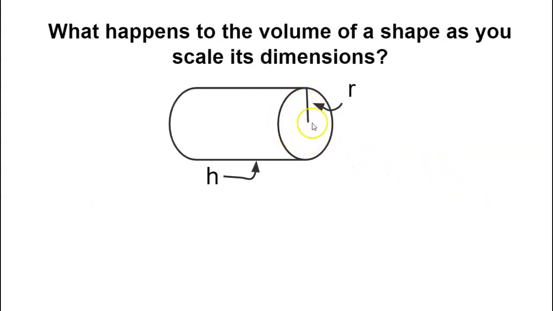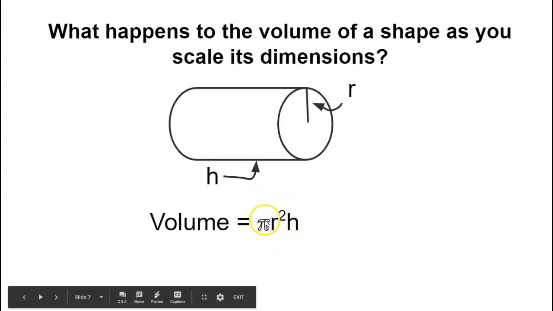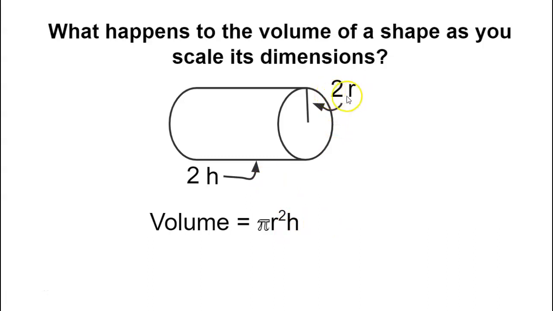So this is a cylinder. So if we wanted to find its volume, we would have to do pi r squared times the height, because we said it's the area of the base. Pi r squared is the area of a circle, and then times its height. If we scaled the radius by 2 and the height by 2, so we've taken our dimensions and we've multiplied them by 2, we've scaled them by 2, what happens to the volume?